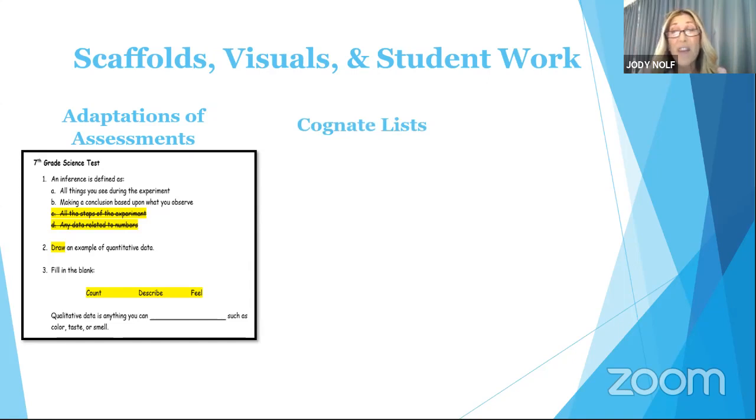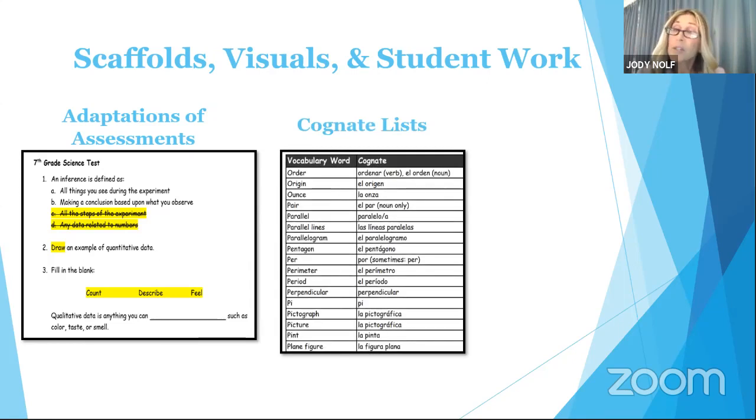Cognate lists. These are fabulous. You can have them posted around the room in a traditional classroom or have as your backdrop, have as a Google slide that you merge right into a Jamboard slide.